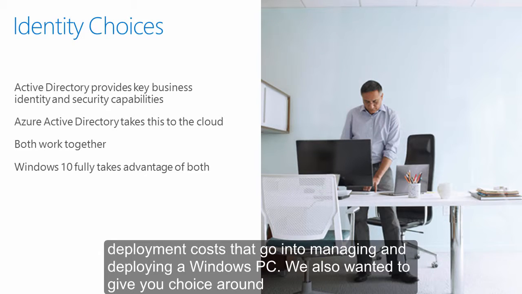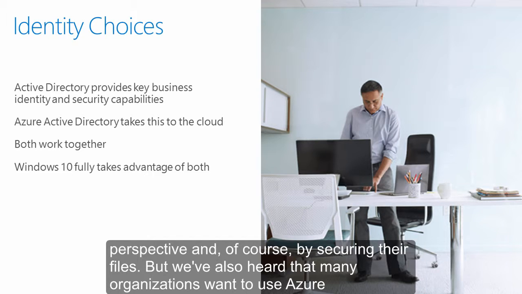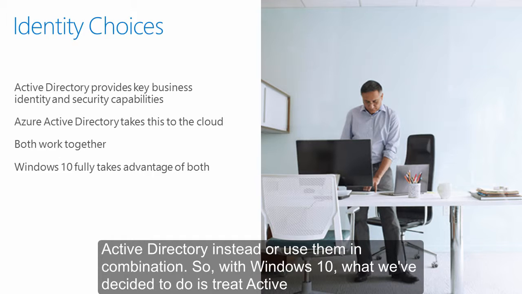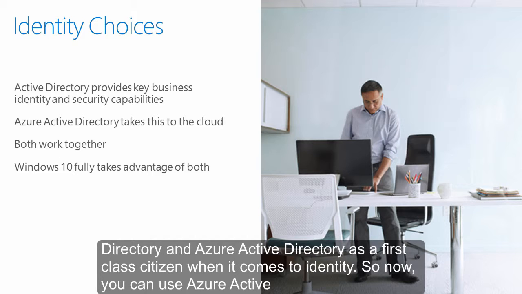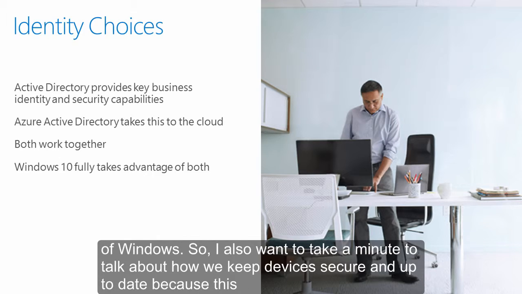We also wanted to give you choice around identity, and Active Directory has been pretty much the standard that most organizations are using from an identity perspective, and of course by securing their files. But we've also heard that many organizations want to use Azure Active Directory instead, or use them in combination. So with Windows 10, what we've decided to do is treat Active Directory and Azure Active Directory as a first-class citizen when it comes to identity. So now you can use Azure Active Directory to access things like the Windows Store or even log into a PC, which you weren't able to do in previous versions of Windows.